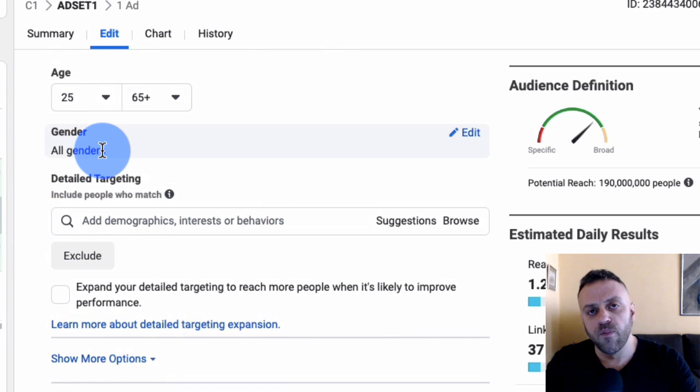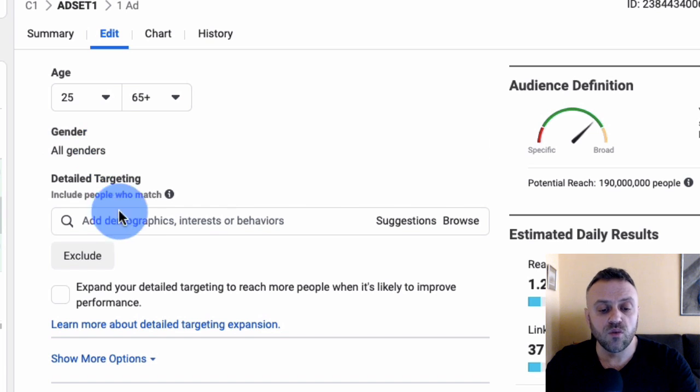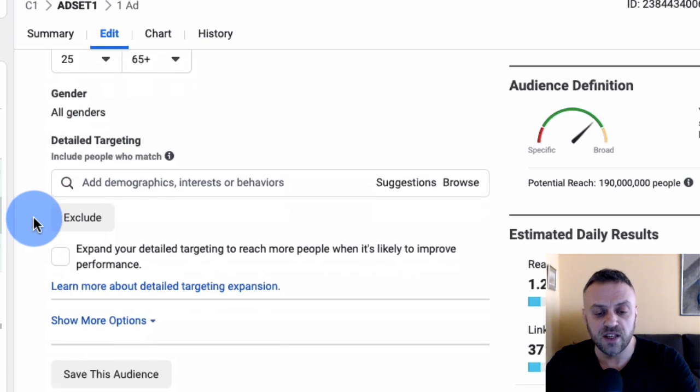And so we're going to leave it open for genders. I don't know if females convert better than males or vice versa. We're going to leave it wide open. Now, detailed targeting, this is where Facebook shines.